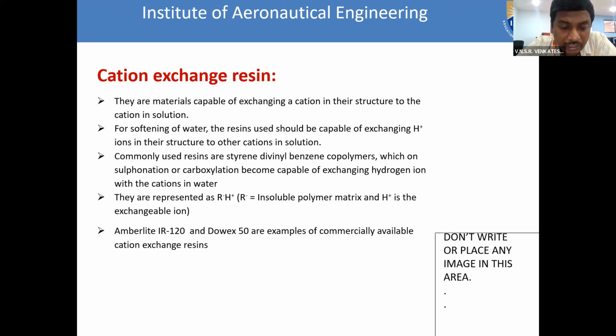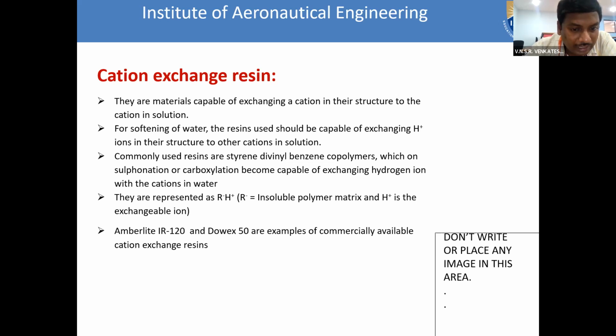So finally, we understood that it is necessary to remove the hardness causing salts. That means both cations and anions are separated from the sample of water. That's why this is the best process, because it involves both cation exchange and anion exchange. Now we see the cation exchange resin. It is applicable to remove the cationic hardness from the sample of water. These are materials capable of exchanging cations in their structure for the cations in the solution. That means it removes the cationic hardness.